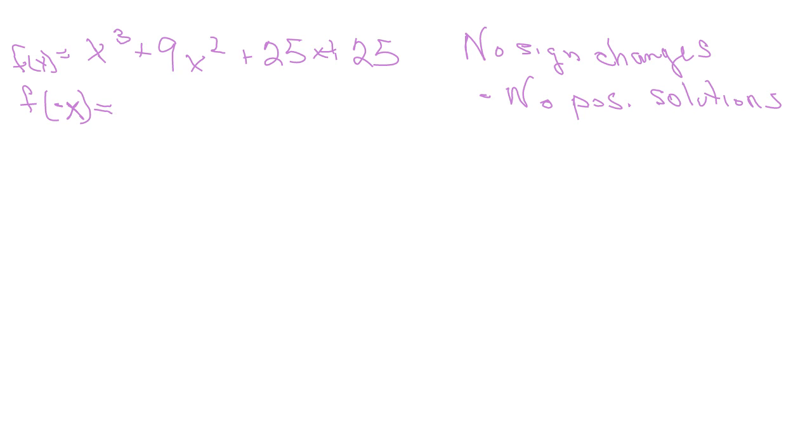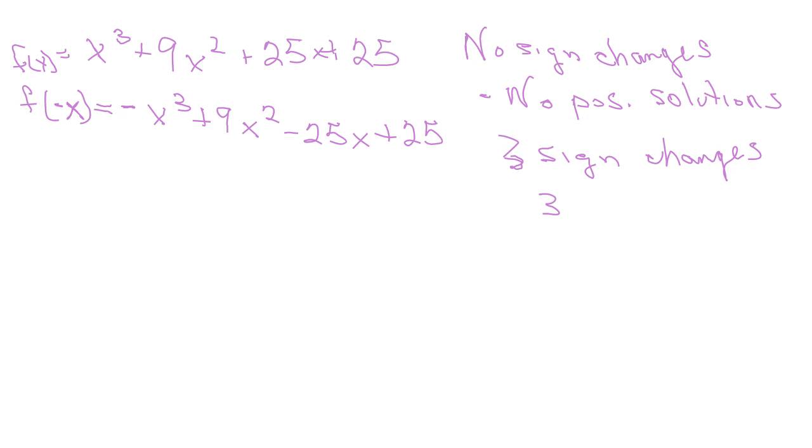Well, a negative x cubed is negative. A negative x squared is positive, so that sign's not going to change. If x is negative, 25x is negative 25x. Now, if you count the sign changes, there's 1, 2, 3 sign changes. And by the way, the problem I did was just like this because we started out, there were no sign changes. If there's 3 sign changes, that means there are 3 negative solutions.